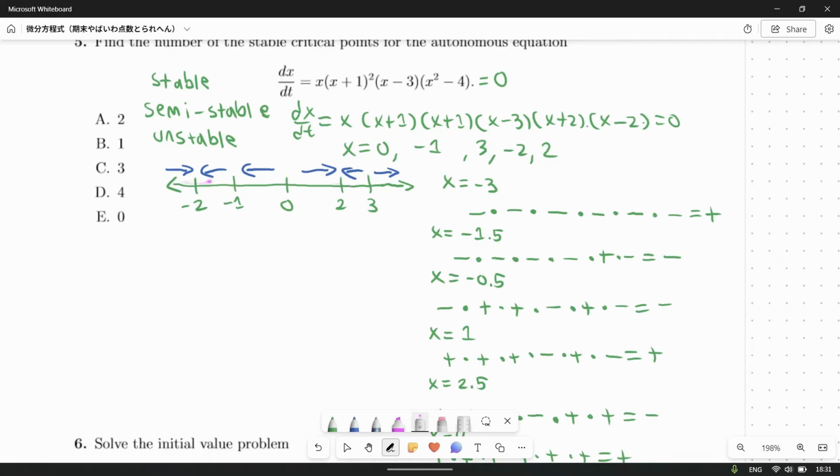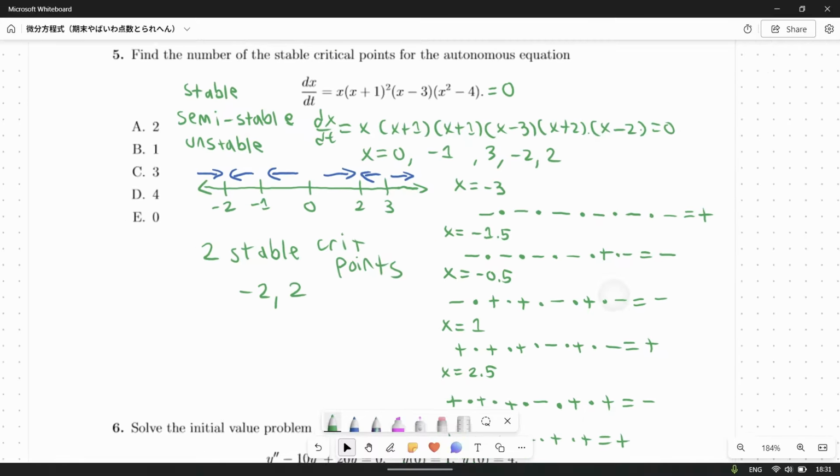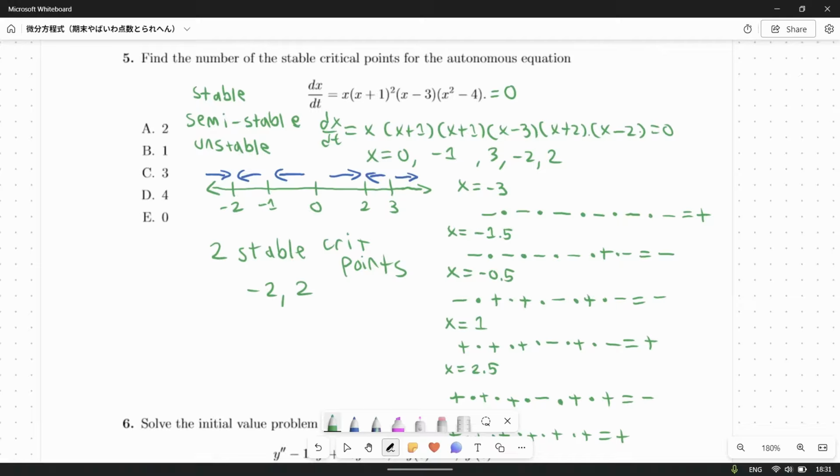So from this, we can deduce that there are two stable critical points, which means that the answer to this question is going to be, oh yeah, and then those would just be -2 and 2. So we can deduce that the answer to this question is going to be A. Yeah, because there's two stable critical points. So yeah, the answer to this question is A.